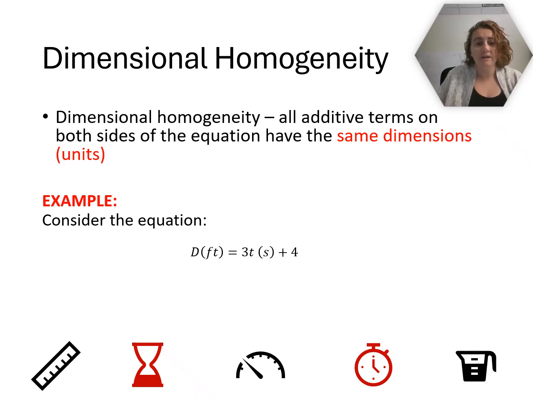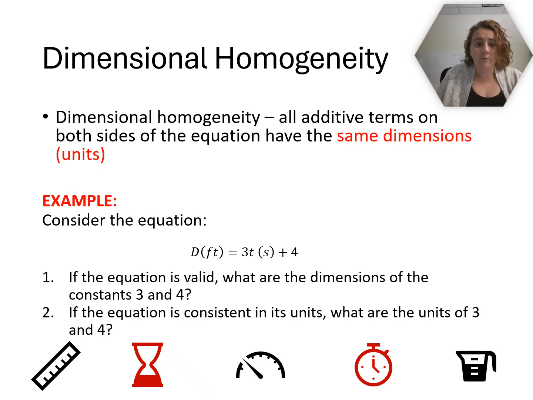As an example, we can consider the equation on the screen. We can say D is in terms of feet, 3 is a number, t is in terms of seconds, and 4 is a number itself. If that equation is valid, we want to know what the dimensions of the constants 3 and 4 are. If the equation is consistent in its units, what are the units that we have? This is an example of something that we might need to do in class to figure out what's going on in a system in terms of units.